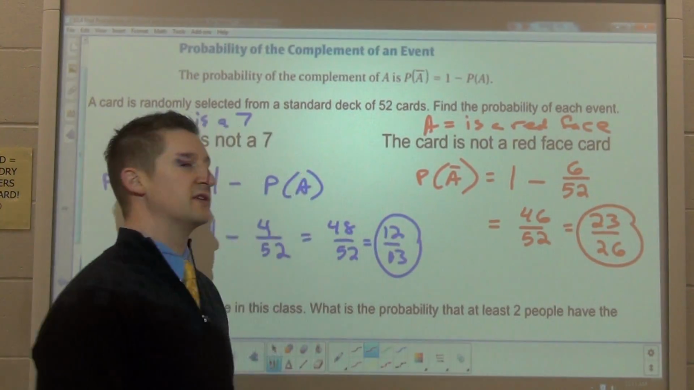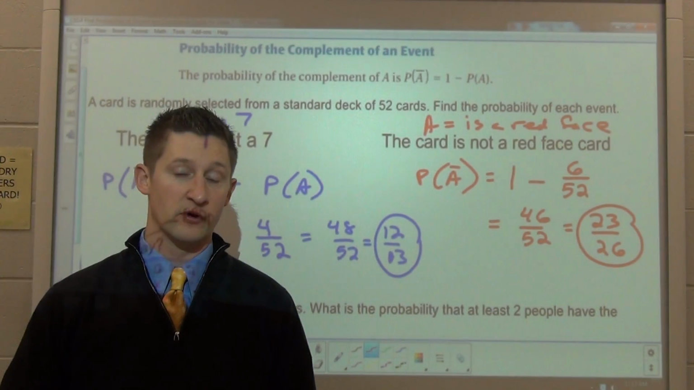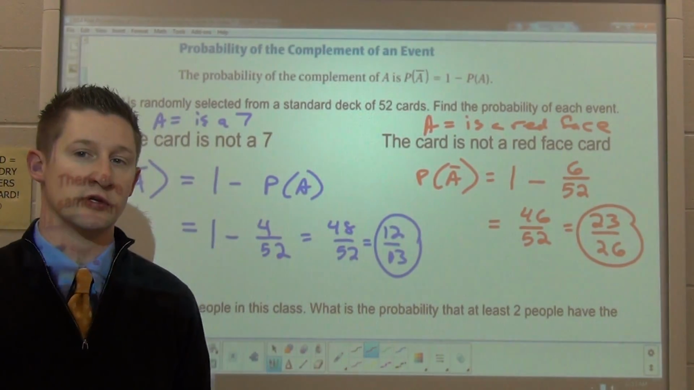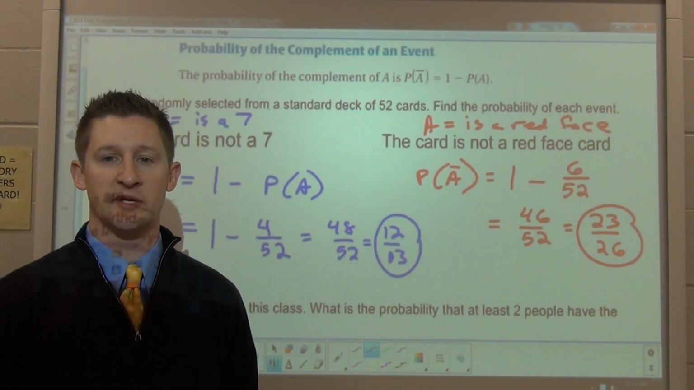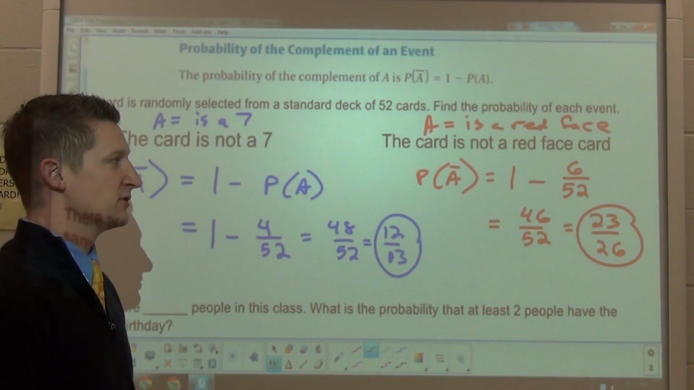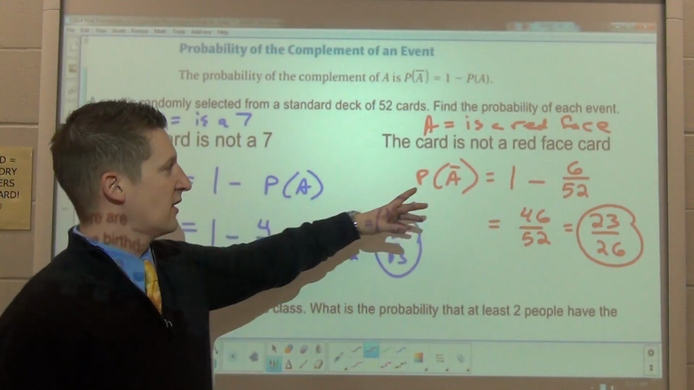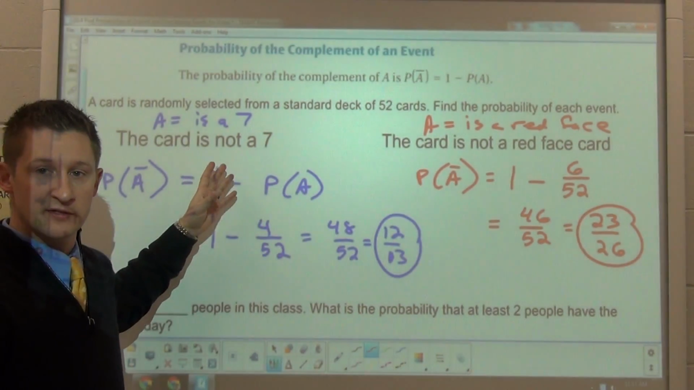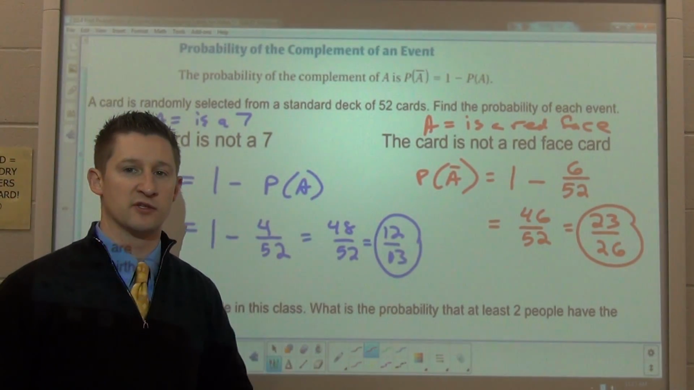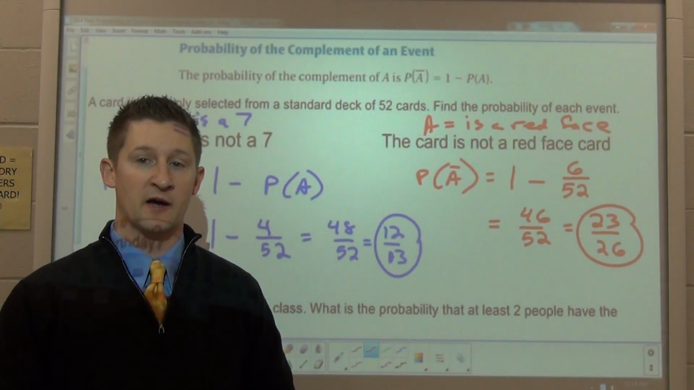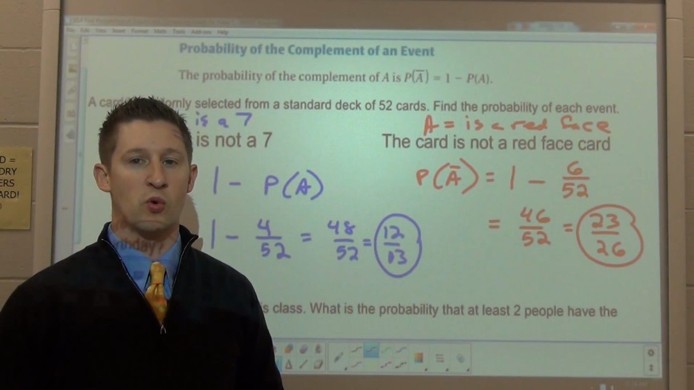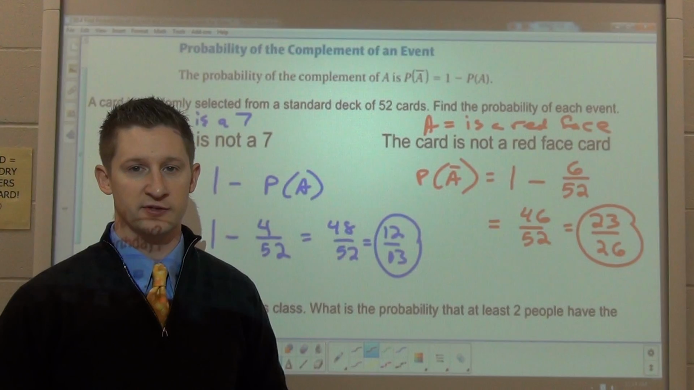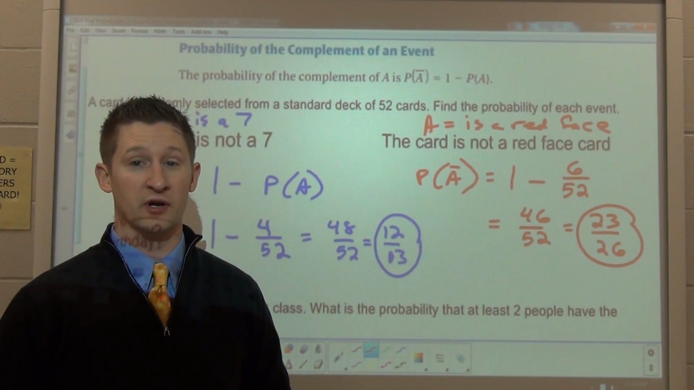Now for either of these, a decimal would be just fine as well if you prefer to have it in decimal form. And when we run into using complements, these are pretty simple examples that you could probably just figure out how many not red face cards there are, or how many cards that aren't 7s, and work it that way. But as we get into some more complicated situations, using a complement actually becomes quite helpful in finding different probabilities. And that is it for lesson 4.